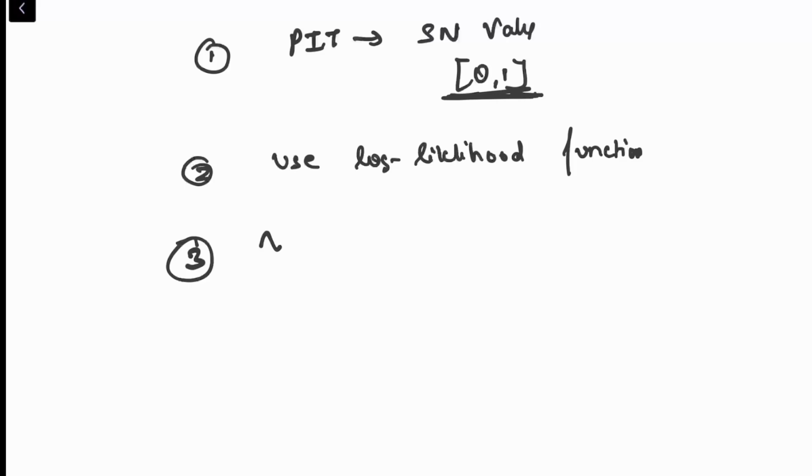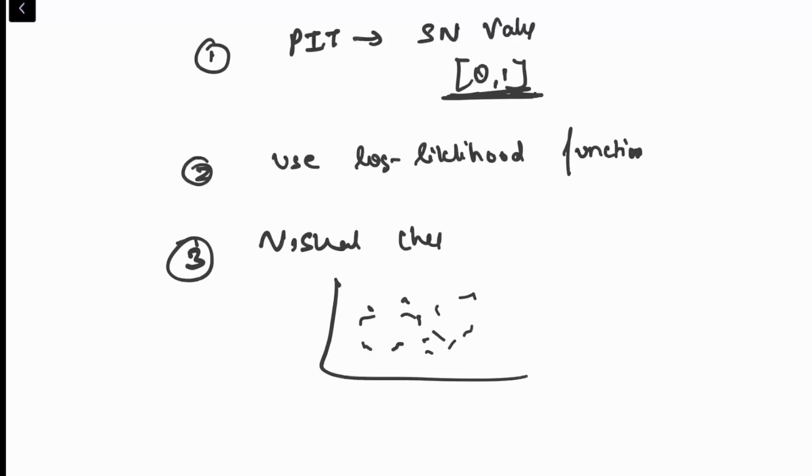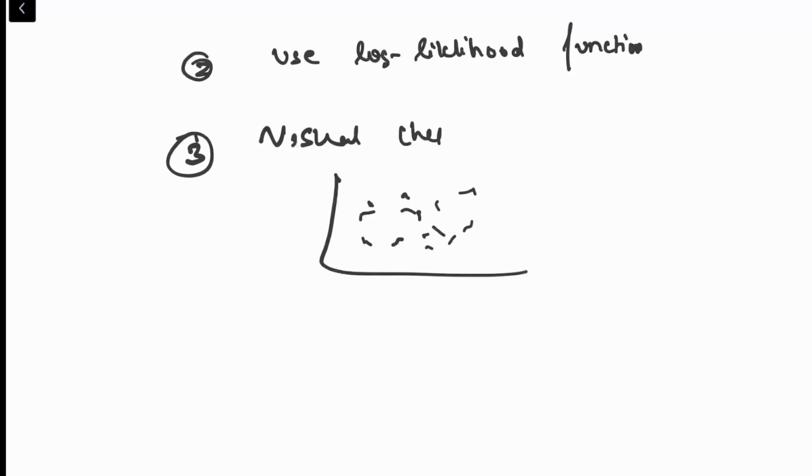And third is the visual check. Visual check means a scatter plot of the PIT versus the lagged PIT. Clear? If they are truly independent, then the scatter plot will look randomly spread out. But if you find clustering, it suggests that the past PIT influences the future PIT, which is a problem. Clear? So you need to test for the uniformity as well as the independence.